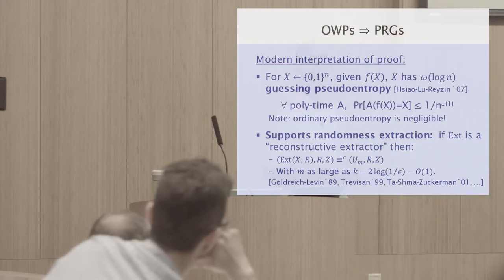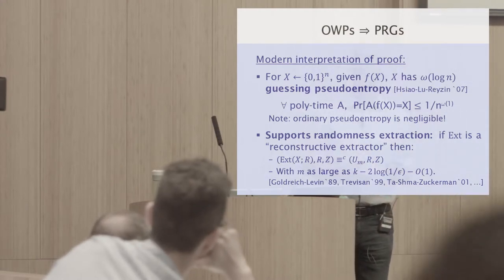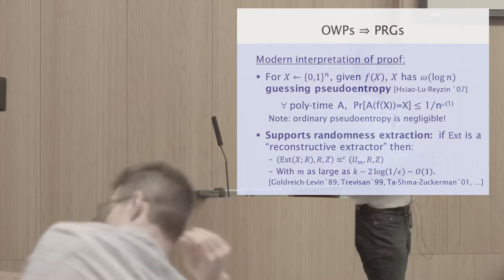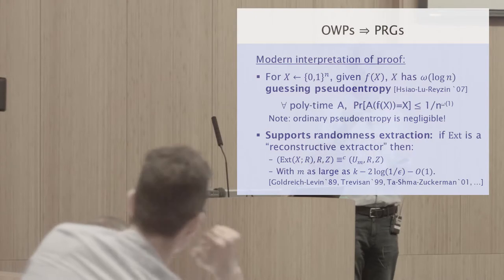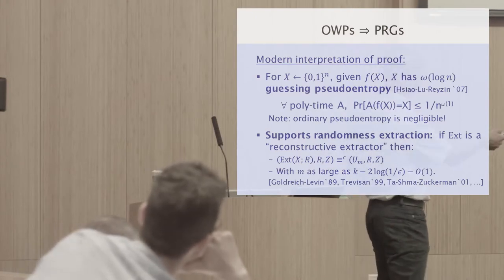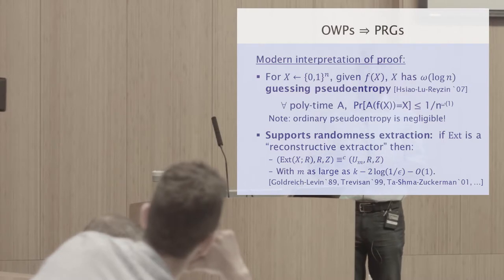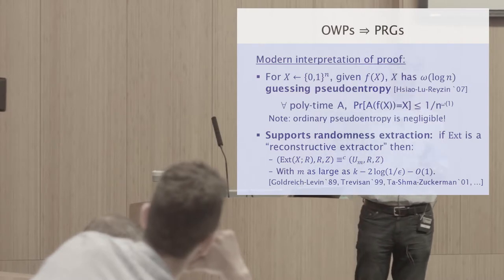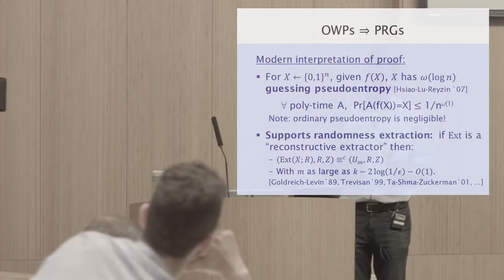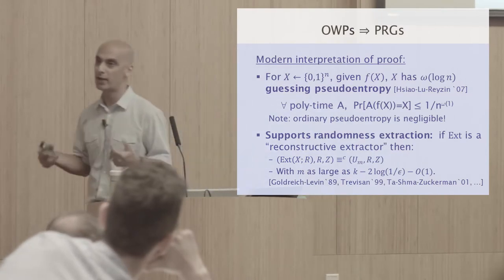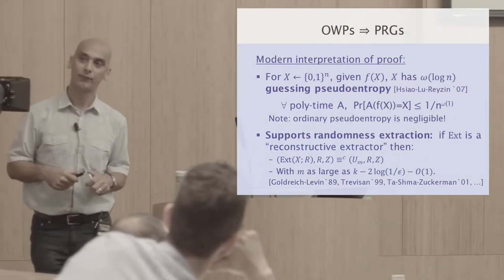Is there a one-to-one correspondence between a reconstructive extractor and list decoding, if the output length is short? When m is one bit, like in the basic Goldreich-Levin, then it's really equivalent to a locally list decodable code. But when the output length gets larger, the notions start to diverge from each other. There's some blow up of like 2 to the m that occurs.